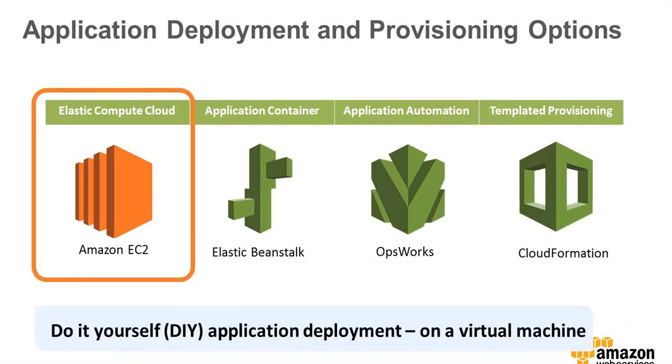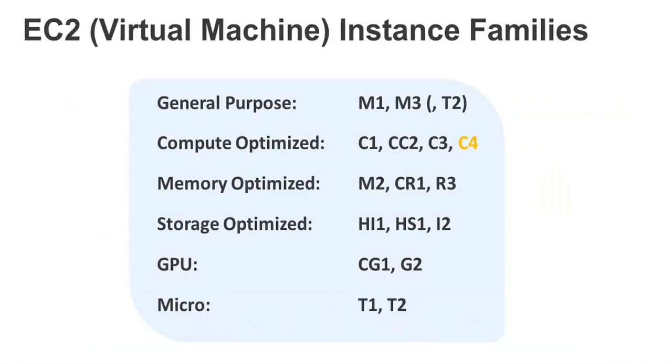So let's focus on the Elastic Compute Cloud. This is essentially a do-it-yourself application deployment in a virtual environment. When you have a closer look at that, we have a number of virtual machine, as we call instance families. So a general purpose family, the M1s and the M3s, potentially the T2s, are a great combination. They're a great sweet spot whereby we give you a decent amount of memory, a decent amount of I/O, and a decent amount of CPU cores. So it's a great sweet spot.